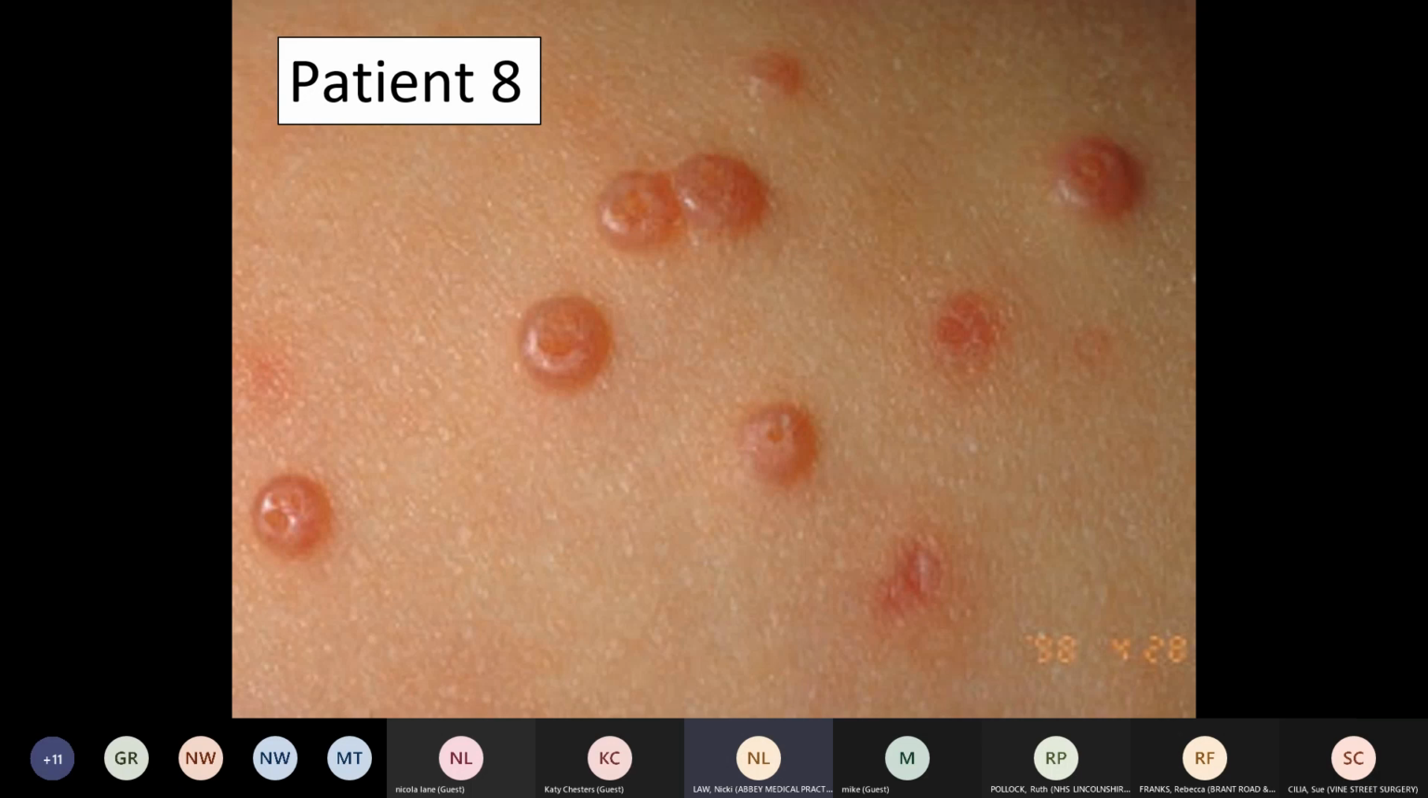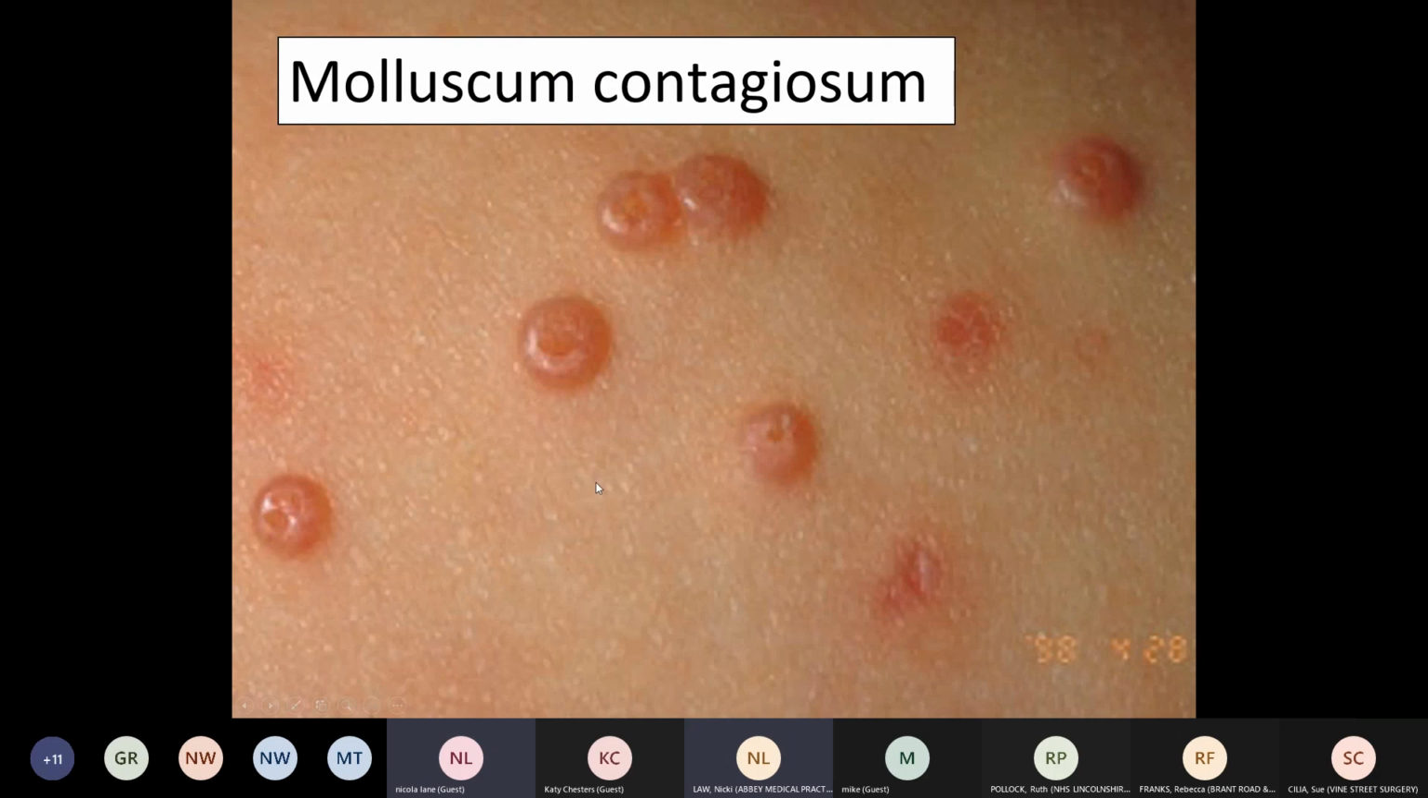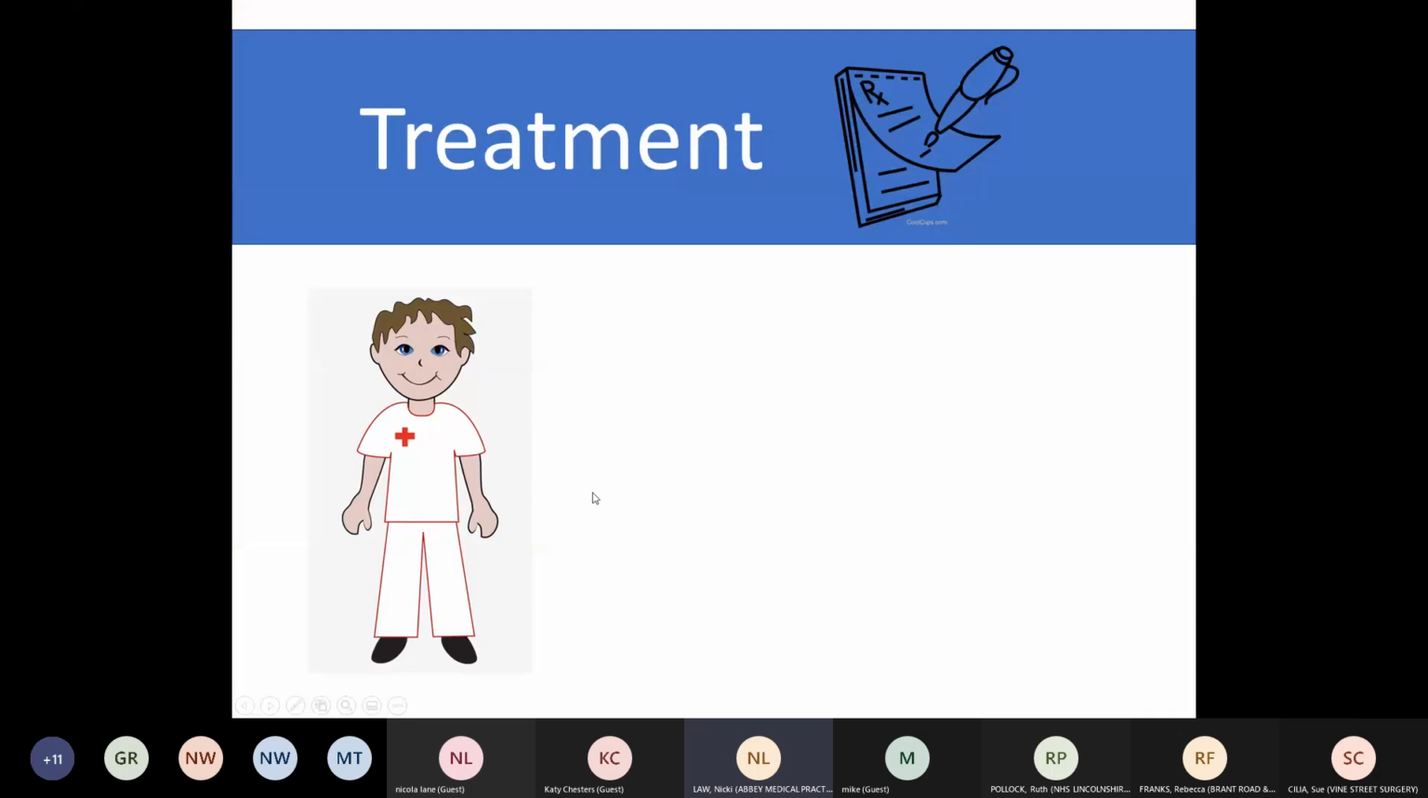Does anyone know what this is? Molluscum. Molluscum, yeah. Molluscum contagiosum. Yeah, which is quite common in kids, and quite alarming to have all these strange spots on your skin. What would you do about this if you saw someone with it?